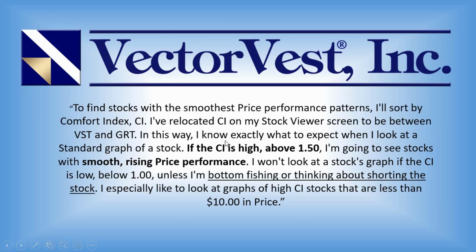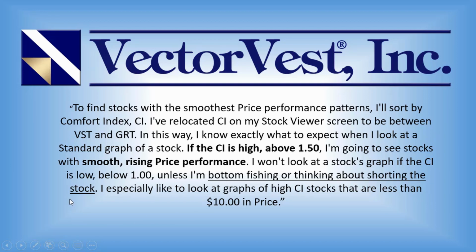In this way, I know exactly what to expect when I look at a standard graph of the stock. If the CI is high, above 1.5, I'm going to see stocks with smooth rising price performance. I won't look at the stock's graph if the CI is low, which is below 1. These are stocks that are not resilient to price pullbacks, and they are more susceptible to long or lengthy price declines. Now, he will look at those, though, when he is bottom fishing or thinking about shorting a stock.